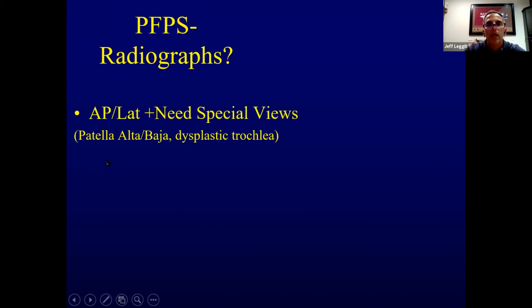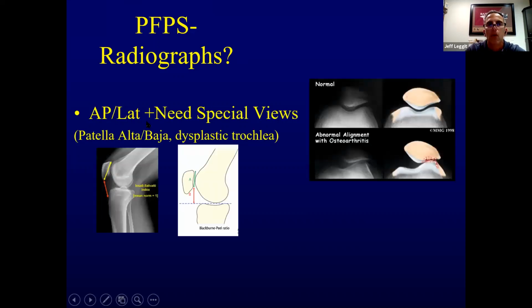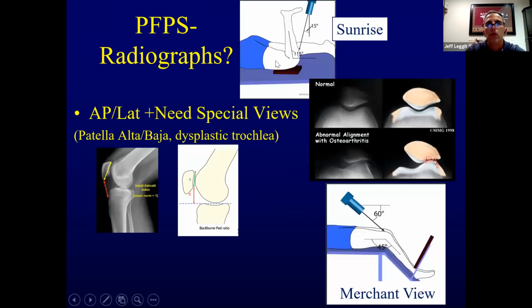When you do order x-rays, you need to know what to order, and we need to order, of course, the AP and lateral, but then there are some special views that you need to order. Those special views would include a sunrise and merchant view. A sunrise view is pretty well flexed, and the merchant view is about 60 degrees of flexion. You're trying to look down the trochlea to see if you have a dysplastic trochlea like we have here.